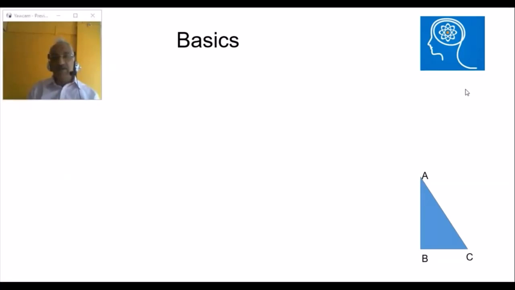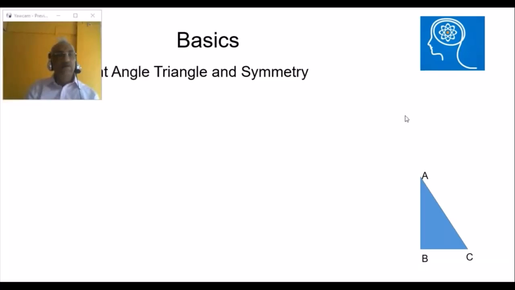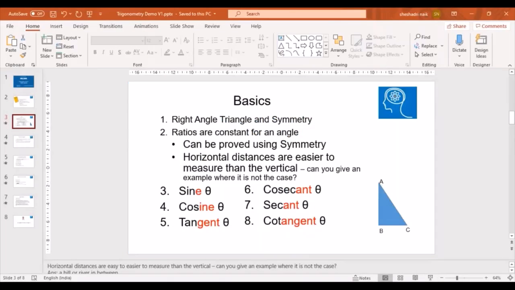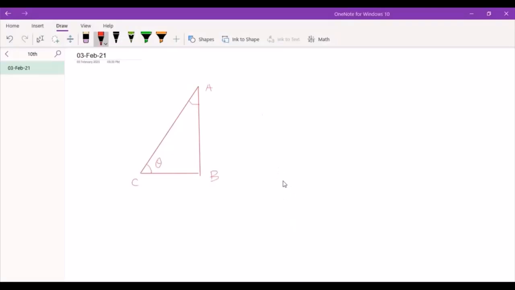So what is trigonometry? Trigonometry मध्ये राईट अँगल ट्रायंगल असतो, बरोबर आहे? And symmetry is something that is being used. Because what happens is, I'll show you, if you take any two right angle triangles with the same angle, they will be symmetric. म्हणजे काय? So let's quickly look at this diagram.